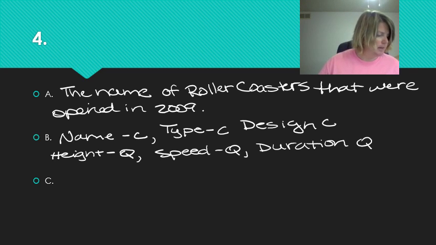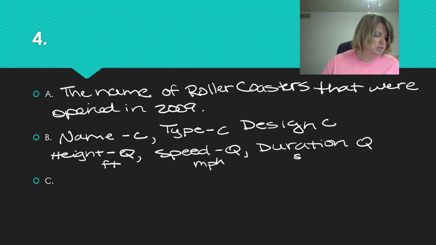All right, and then it talks about units. So the height is measured in feet, the speed is measured in miles per hour, and the duration in seconds. So again, these are all measurements, right? You can have a mean height, you can have a mean speed, you can have a mean duration. You cannot have a mean name, a mean type, or a mean design. That just doesn't make sense. So that's an easy way to tell the difference between categorical and quantitative.